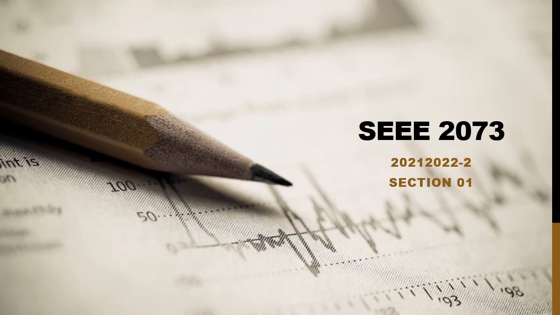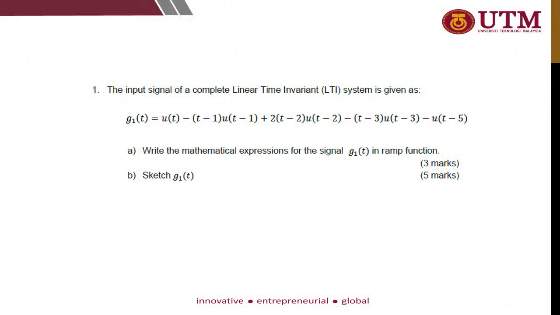So today we are going to discuss an example for the continuous time signal and also the discrete time signal. Let's look at the first question. The input signal of a complete linear time invariant system is given as G1. Okay, you need to write the mathematical expression, meaning the equation for the signal in ramp function.